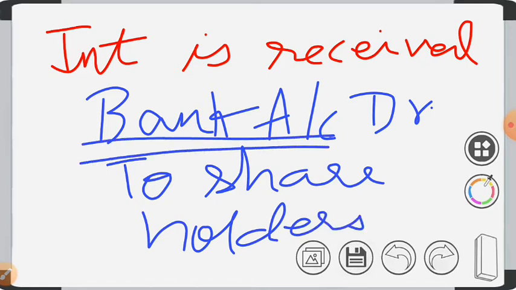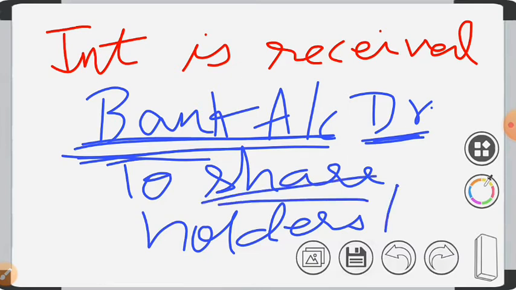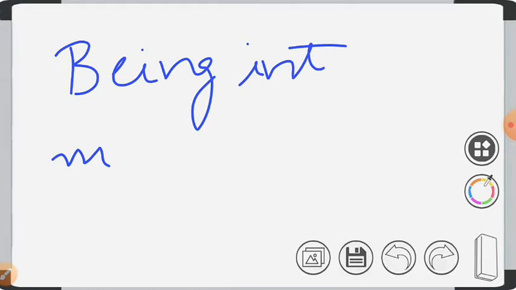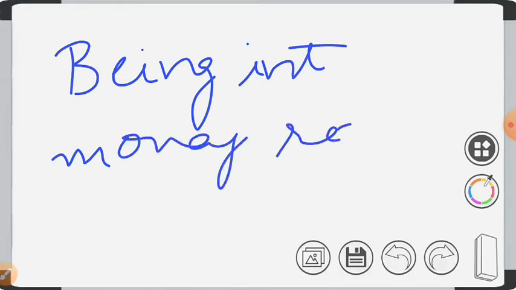Since the bank account is an asset and its value is increasing after the interest is received, it is debited, and the giver here is the shareholder. So the shareholder account is credited. You have to write the narration as "being interest money received." You have to write narration for every journal entry in company accounts unless it is mentioned otherwise.